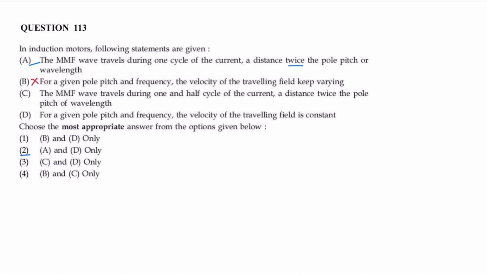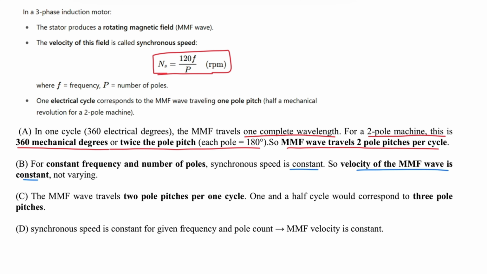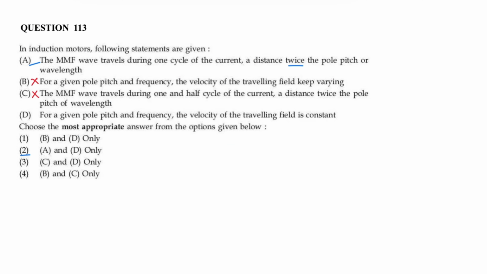Statement C: the mmf wave travels during 1.5 cycle of current the distance twice the pole pitch or wavelength. Statement C is incorrect. The mmf wave travels two pole pitches per one cycle. For 1.5 cycle, it corresponds to 3 pole pitches. So statement C is incorrect. It is not 2 here, it is 3. In statement B, it is not varying, it is constant.